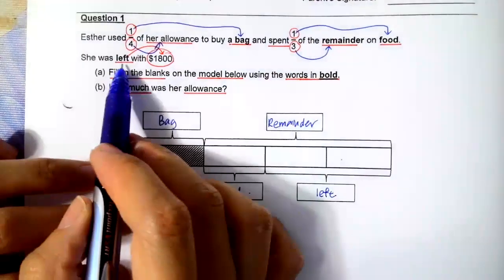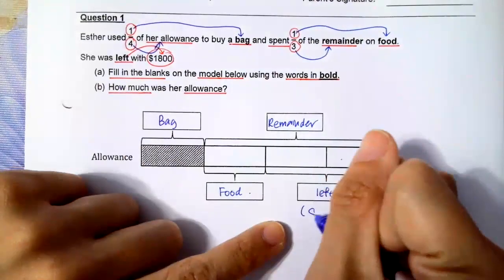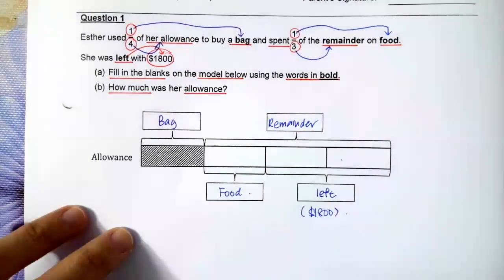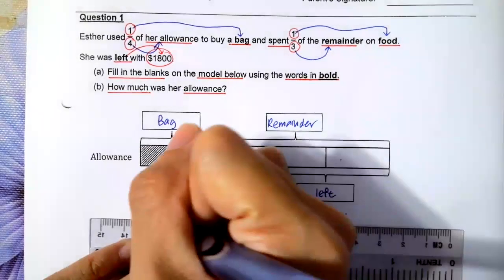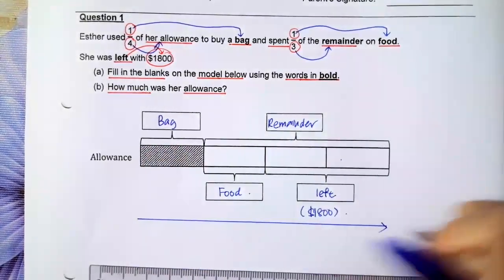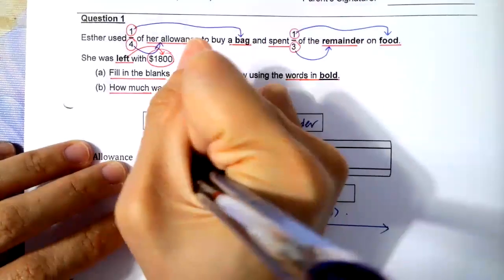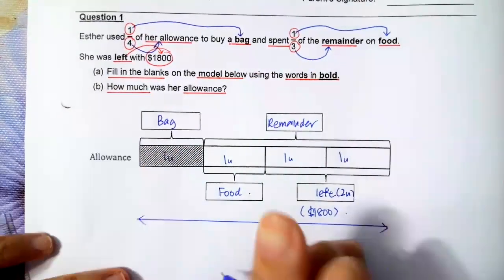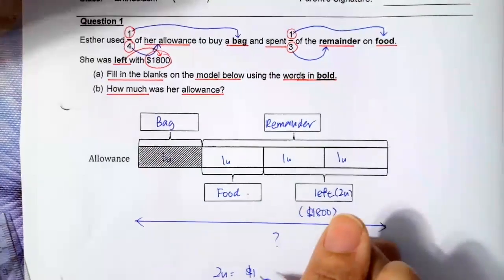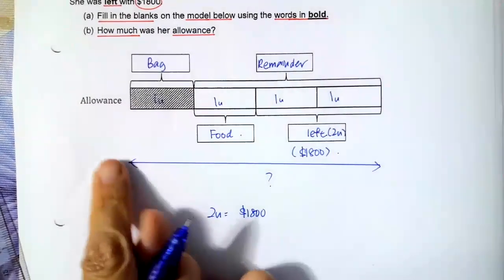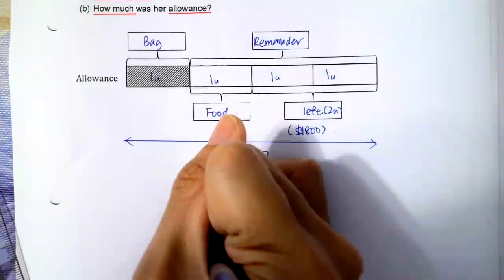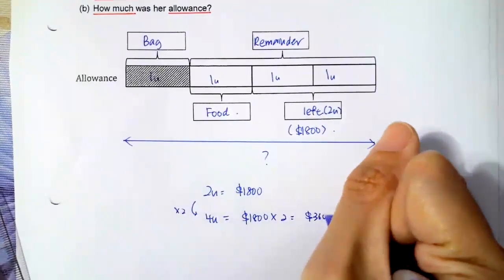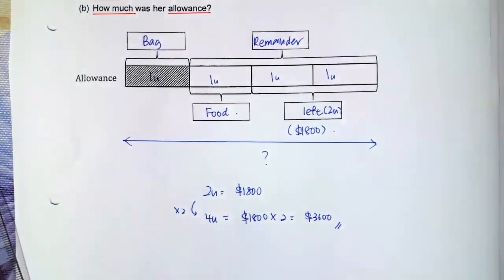Next, I know that the $1,800 is my left, so I'm gonna label my $1,800 here, okay? And they wanna know how much was her allowance, so my question mark will involve the whole thing. Okay, so I have 4 units here, out of which 2 units is my left. So 2 units is $1,800. My total allowance 4 units will just be times 2 actually. So $1,800 times 2 will give me $3,600. Okay, that's it for this question.